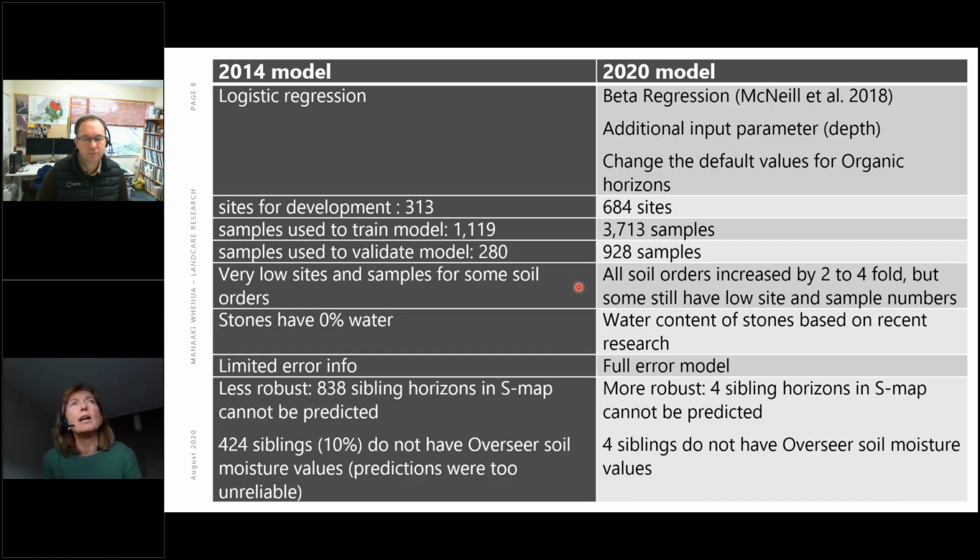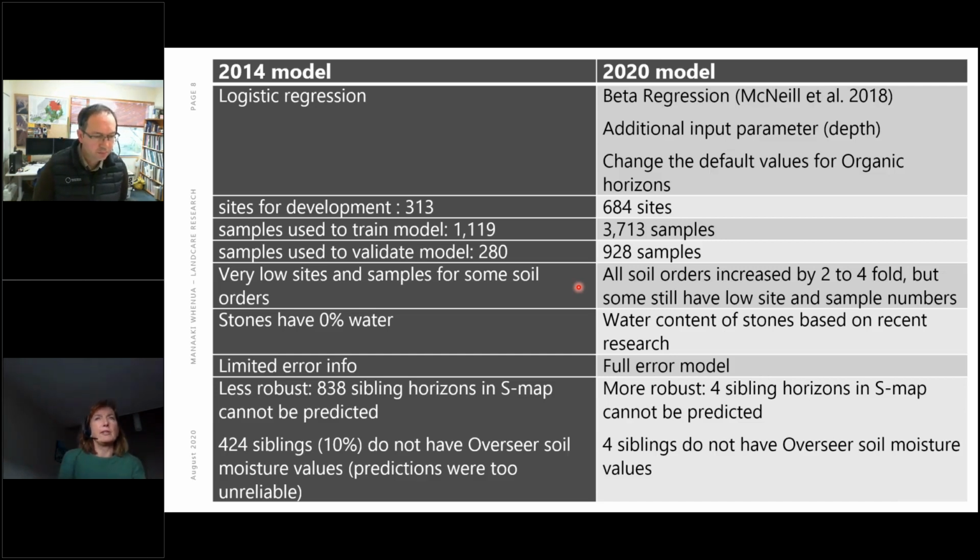Now, one of the bits of research that we've done in the last few years has been done by a PhD student at Lincoln. And he has been investigating whether stones hold water that the plants can then access. In the 2014 model, the assumption was that they didn't hold any water at all. Whereas what he has found is that in fact the greywacke stones do hold a small amount of water. And so that information has now fed into the 2020 modelling. In 2014, very limited error information, whereas now we have a full error model for all of the points that are being estimated on that water retention curve. We can access those for the 2020 model.